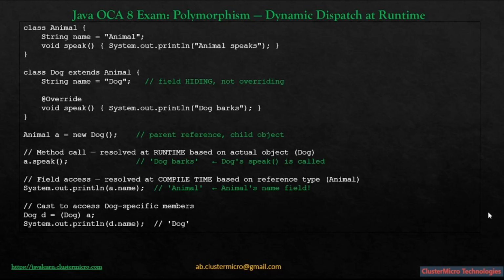Okay, so next one is System.out.println(a.name). This is different. This is a trap, and a.name looks similar to a.speak(), but behaves completely differently. Fields are not subject to dynamic dispatch. When the compiler sees a.name, it resolves it immediately based on the reference type, Animal. It finds Animal's name field and locks in that access at compile time. At runtime, the actual object being a Dog makes no difference. Animal's name field is what gets accessed. So the output is "Animal" and it will not be "Dog".